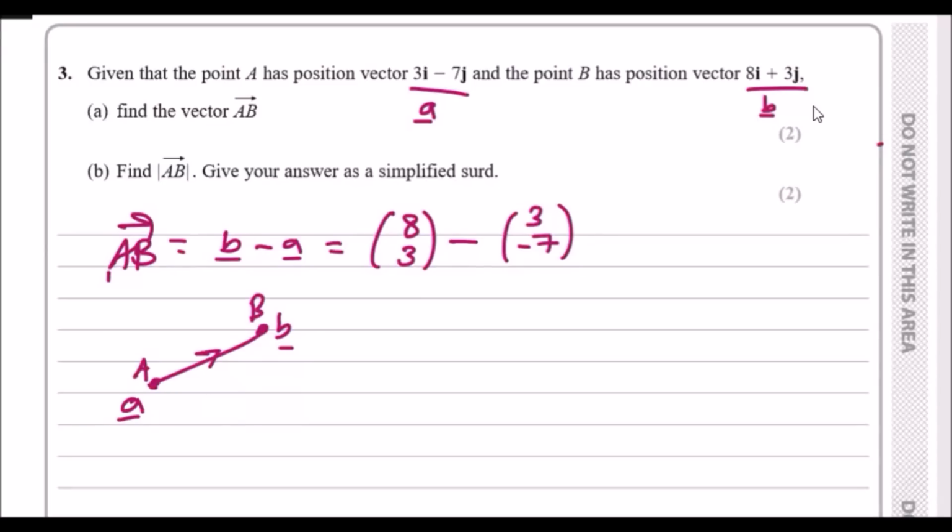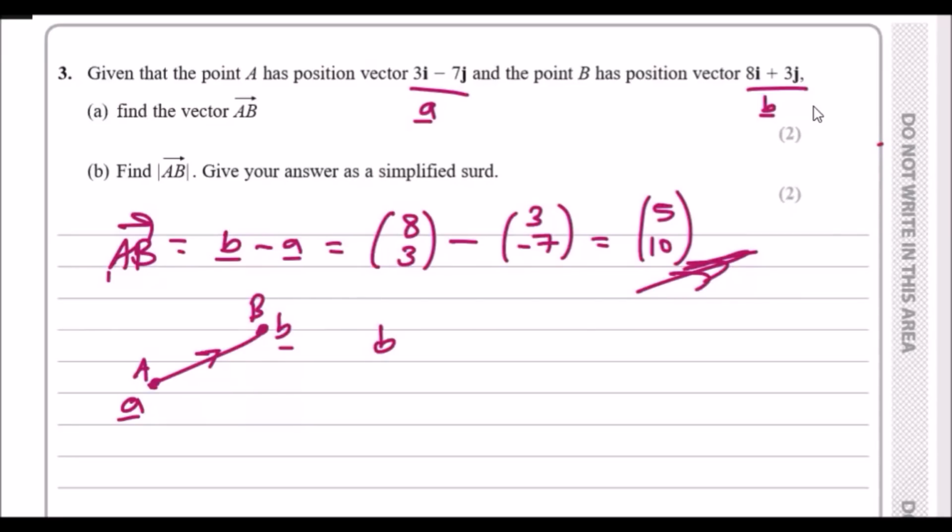Now we just subtract. So 8 take away 3 is 5, and 3 minus 7 is 10. So the position vector, or the directional vector, is the correct term. The directional vector is 5, 10. Easy. Now part B, find the magnitude of this vector.